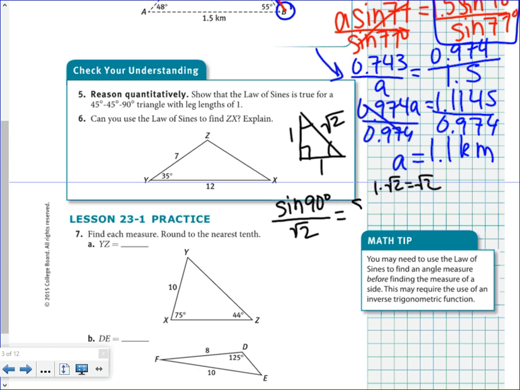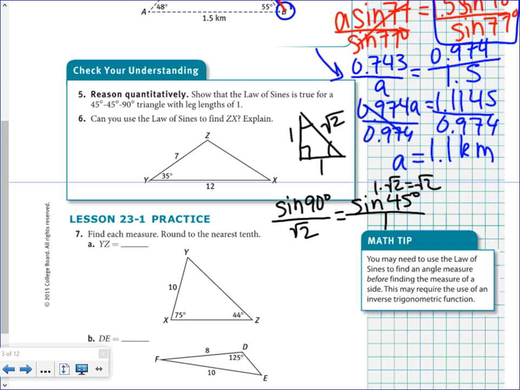Pick another angle. You have a 45-degree angle. So sine of 45 degrees. The side opposite it is 1. And then you have another 45-degree angle that has the side opposite it that is also 1. So you don't have to write it twice, although you can.